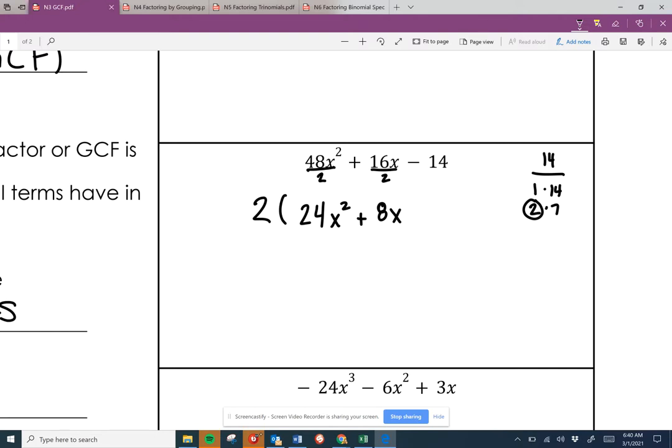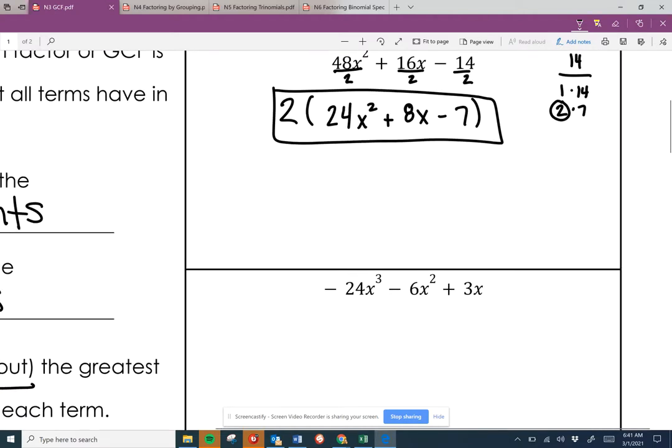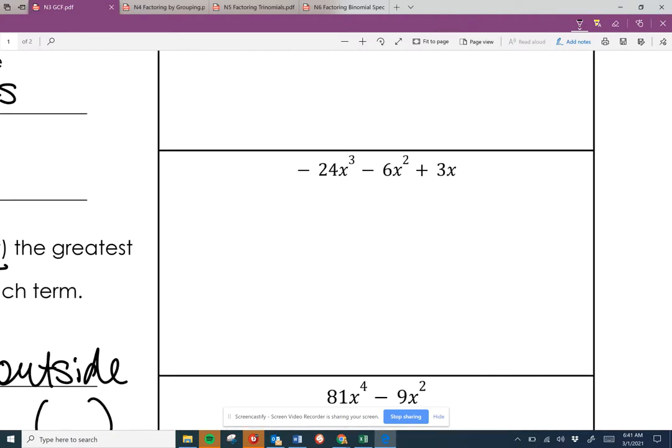14 divided by 2 is 7, minus 7. And so that's going to be our final answer. Okay. Down one more, you can see this one has x's in all of the terms.